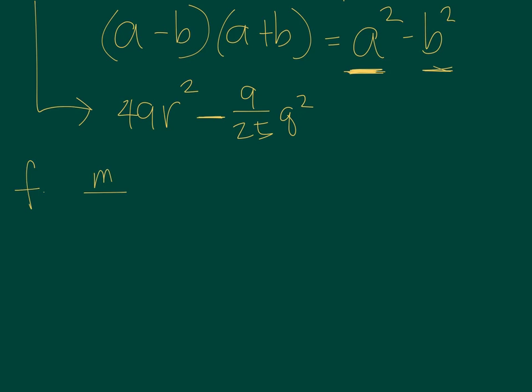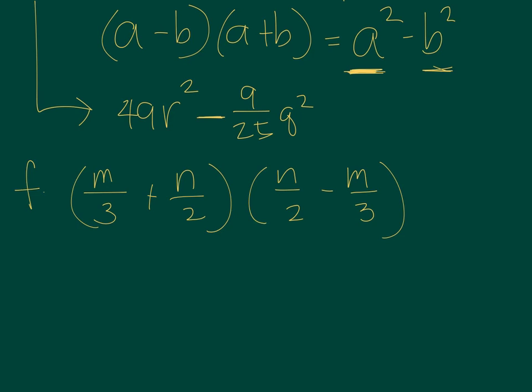So m over 3 plus n over 2 multiplied by n over 2 minus m over 3. Okay, so if you look at it, you have the same terms, but they're not in the same order. One thing that you can do is always arrange the expression, but you have to follow rules that are applicable. You cannot just interchange terms without any valid reason.